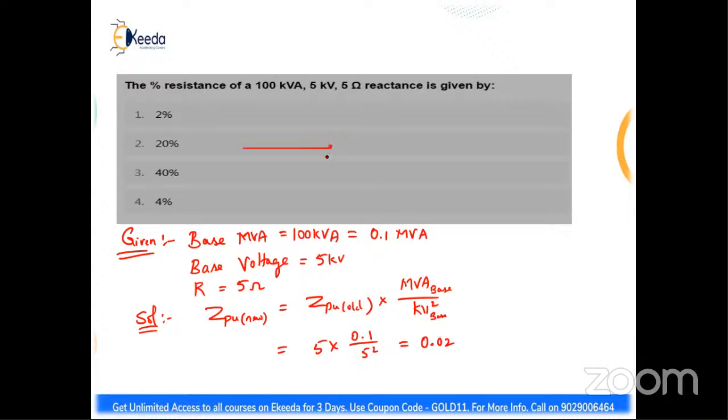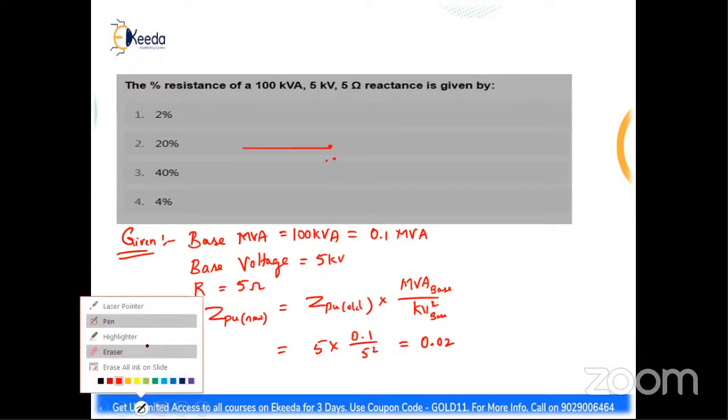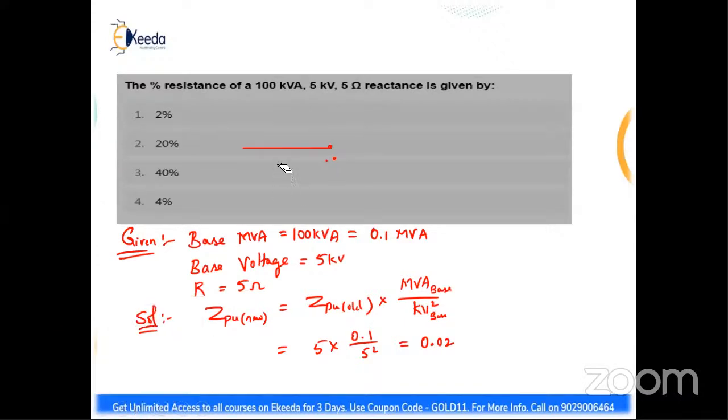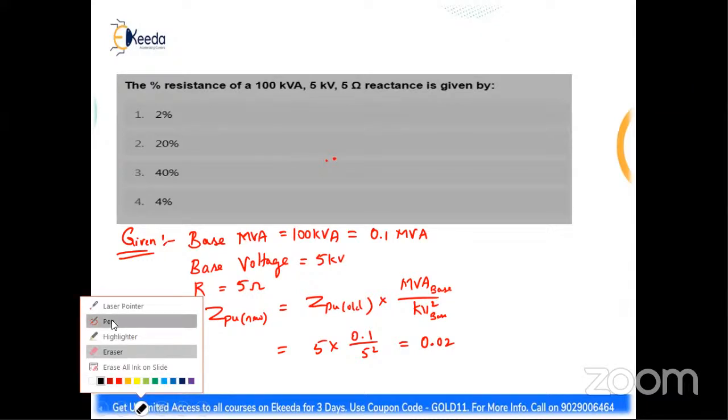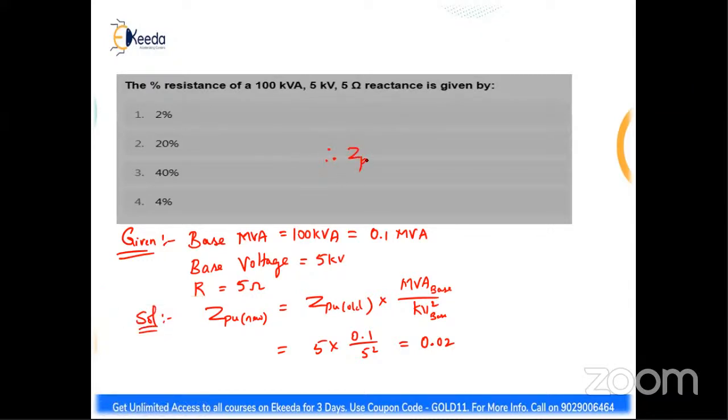Therefore Z pu in percentage, you can write 0.02 into 100. So what is the answer? 2% is the right answer. So option 1 is the right answer here.